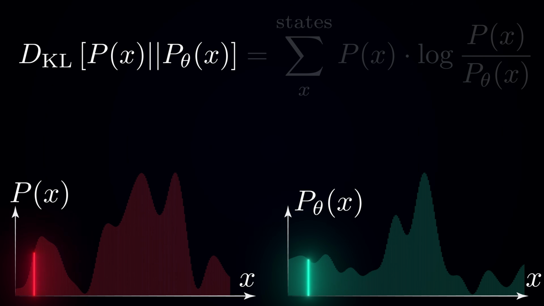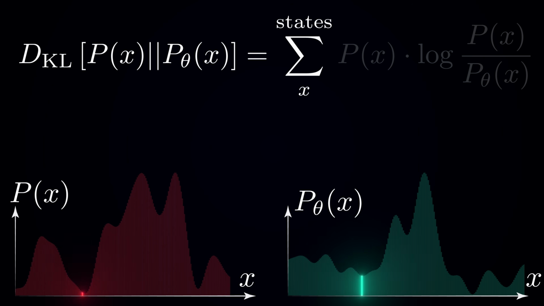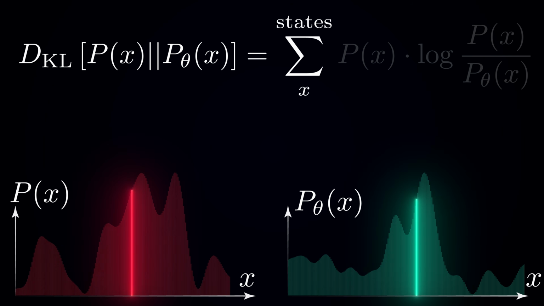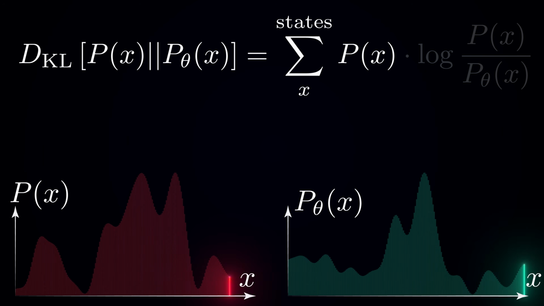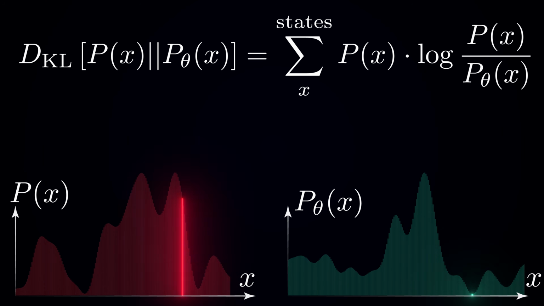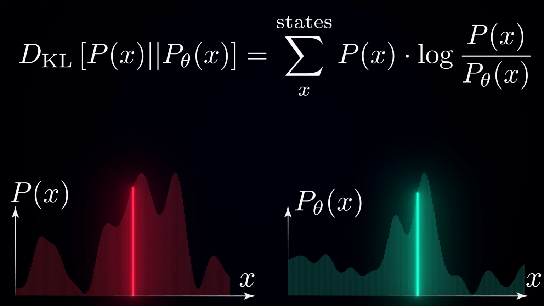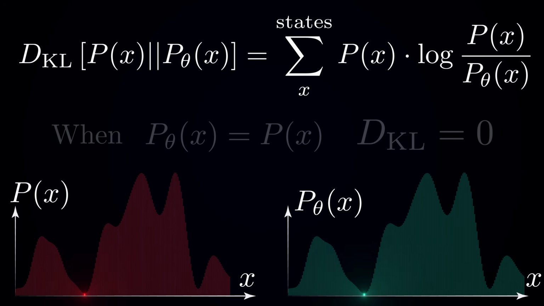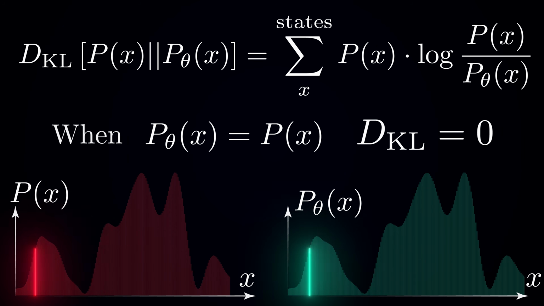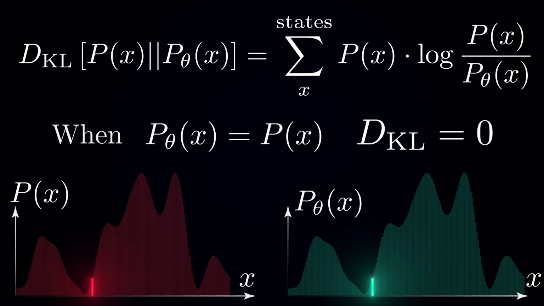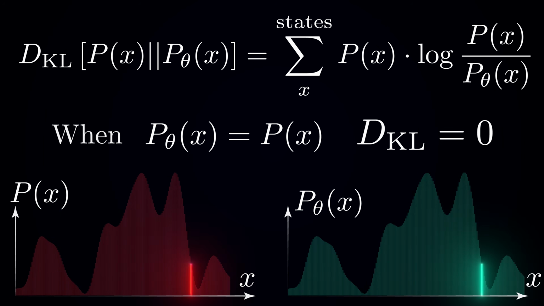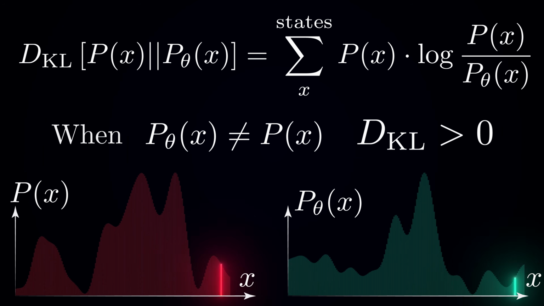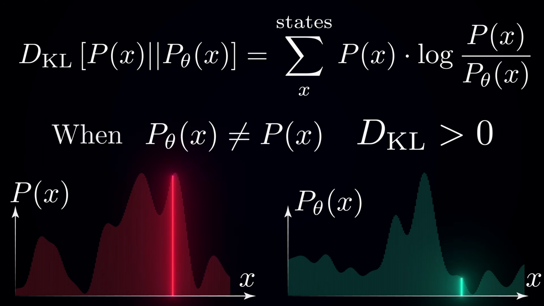This divergence can be calculated by summing over all possible values that x can take, multiplying the probability of each value in the first distribution by the logarithm of the ratio between the two probabilities. Intuitively, for the perfect model, if the distributions are exactly the same, that ratio will be 1 everywhere, and since the logarithm of 1 is 0, the KL divergence becomes 0 as well. Any mismatch between the two distributions will result in a value greater than 0.